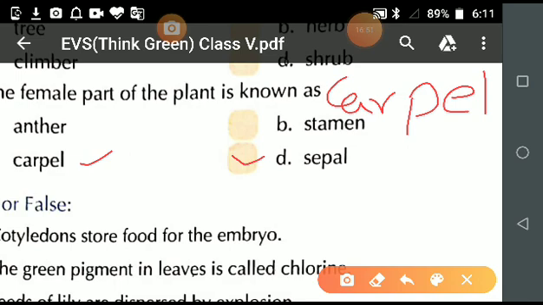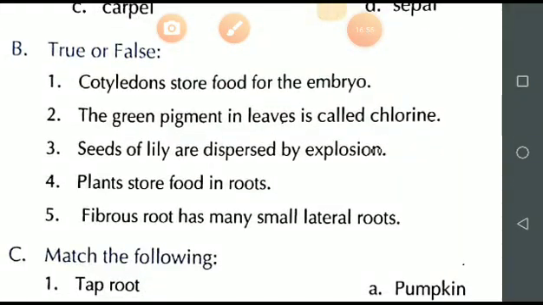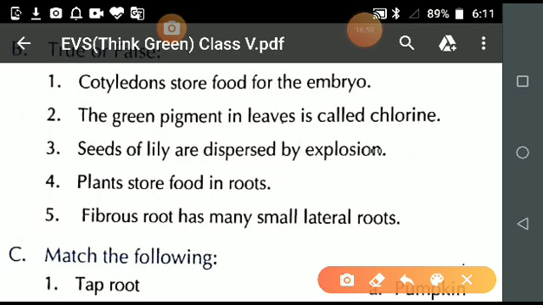Now student, next question. Question number B. Cotyledons store food for the embryo. So student, when I explained the structure of a seed, we studied it in three parts: embryo, seed coat and cotyledons. What is embryo? A baby plant. Is it clear?